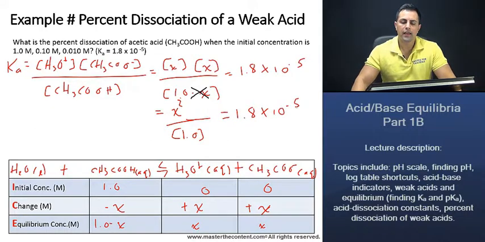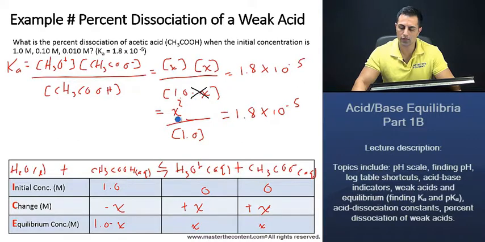Now, if we were to go ahead and solve this part, right, and we find that x is actually greater than 5% of the initial concentration, which is 1.0, then our assumption is not justified. However, if we go through this and we find that x is less than 5%, then our assumption is justified and you can take this route.